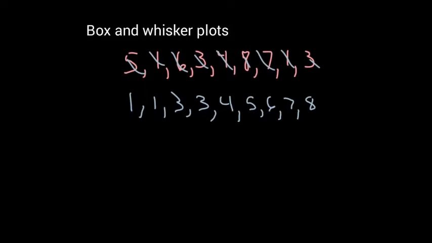And so let's find my median. I have 1, 2, 3, 4, 5, 6, 7, 8, 9 numbers. So the middle number is going to be my 5th number, which is the number 4. So my median is 4.